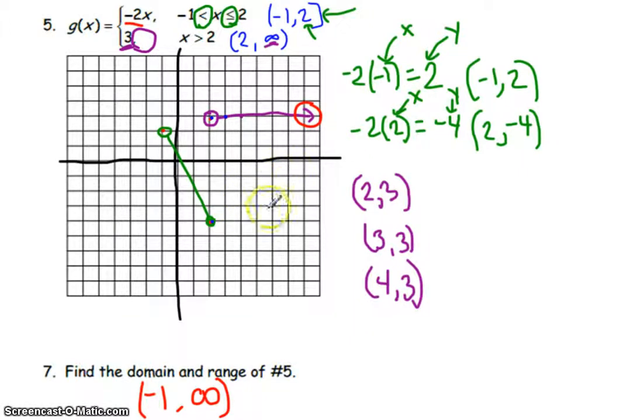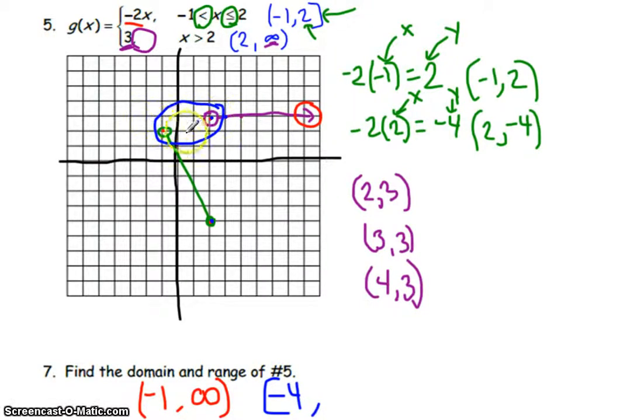Okay, so now we are going to look at the range, which is my y value. So this is my lowest y value, which is going to be -4. Since that is a closed dot, it will be included. Okay, my highest y value, right here.